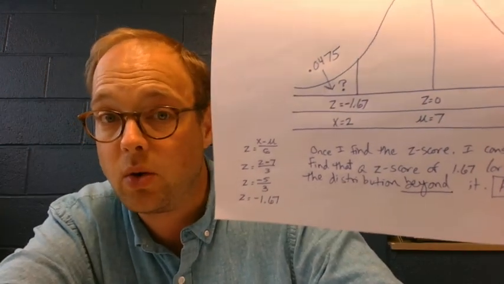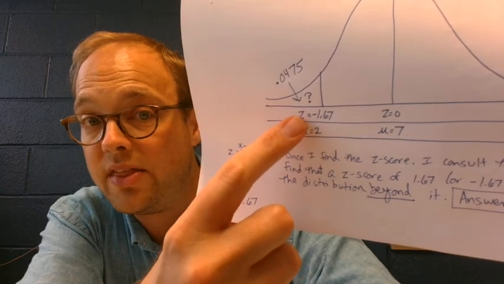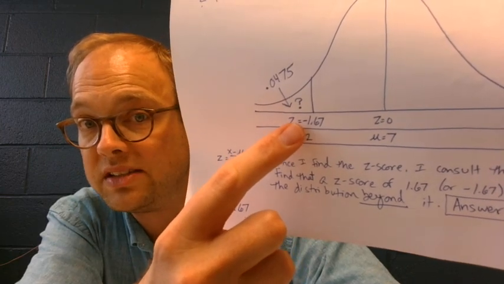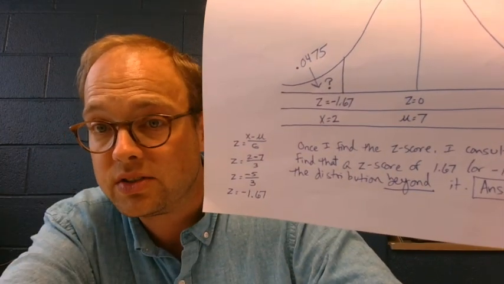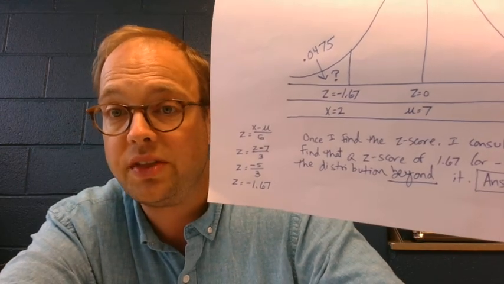Now I have a z-score, and that z-score goes right there. Z equals negative 1.67. Now all I got to do to solve the problem is consult the z-table. But wait, there are no negative z-scores on the z-table. What am I supposed to do? How can I figure this problem out? No problem, because of the property of symmetry. I won't find a z-score of negative 1.67, but I will find a z-score of 1.67, and that works just as well.